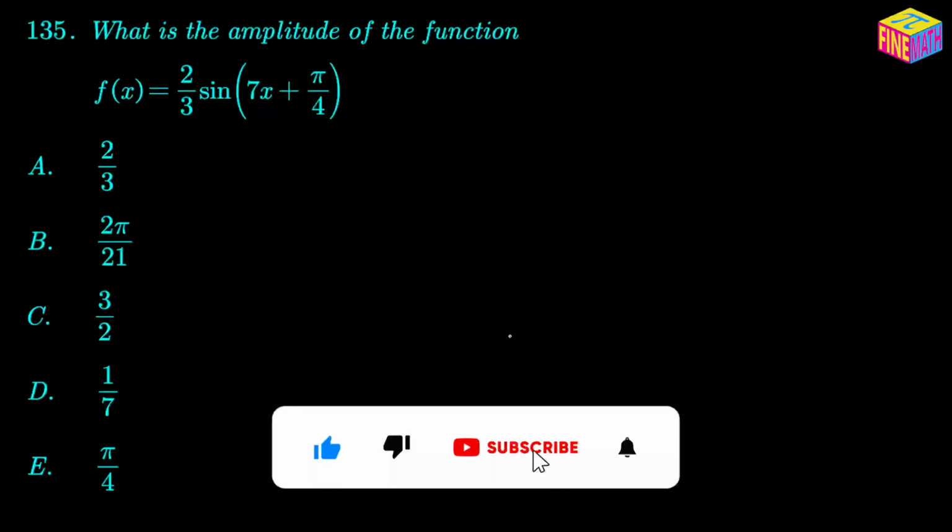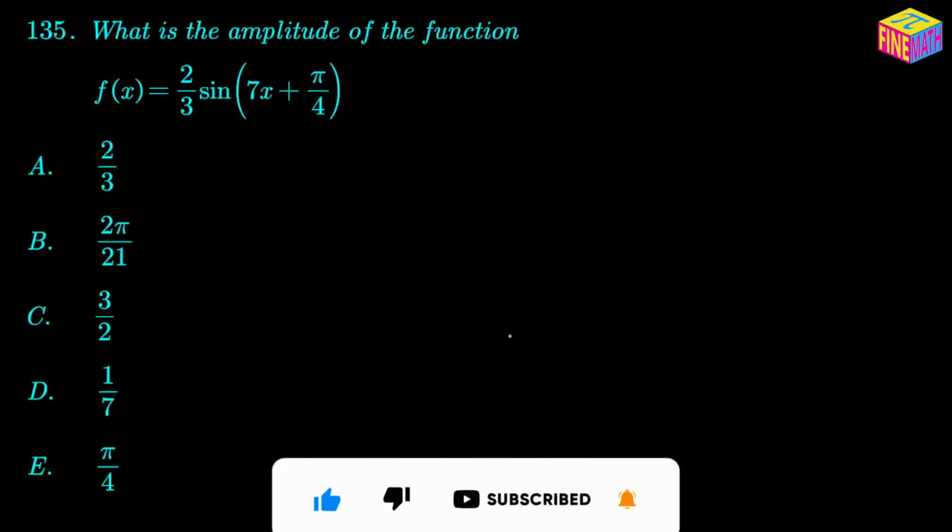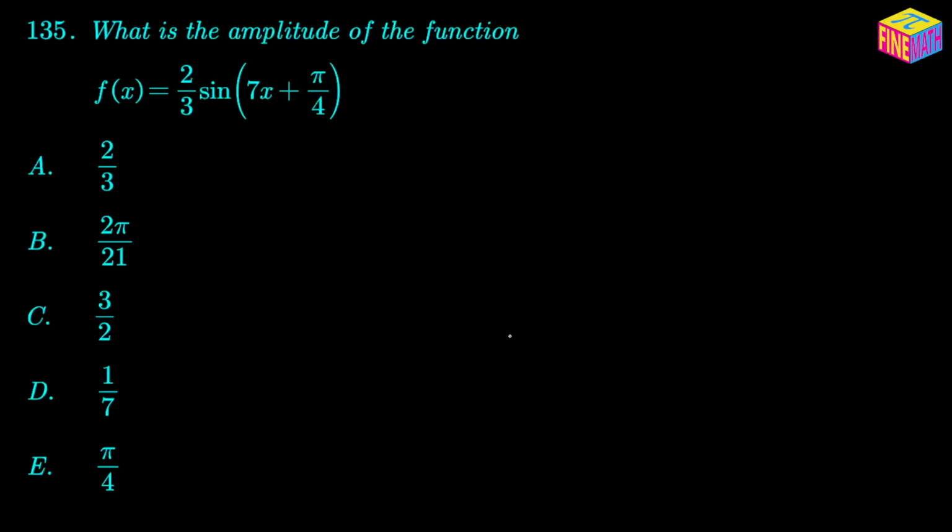So let's get started. Here the question says, what is the amplitude of the function f of x equals 2/3 times sine of 7 times x plus pi over 4. So we have been provided a function, it's a periodic function obviously, and we have to find out the amplitude of this function. We know the general form of a periodic function, which is a sine function, is kind of like this. Now here a, b, c and d, they actually indicate different things.